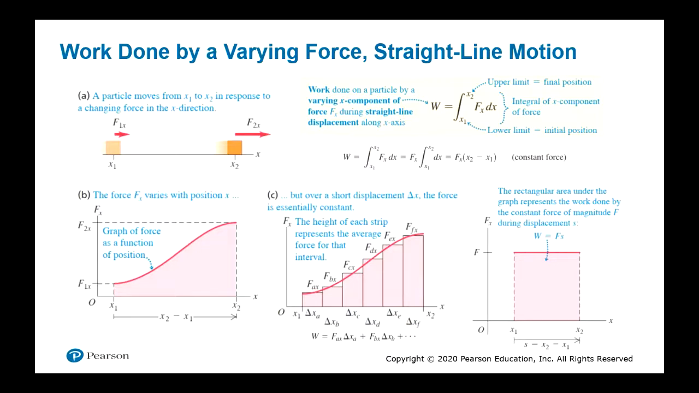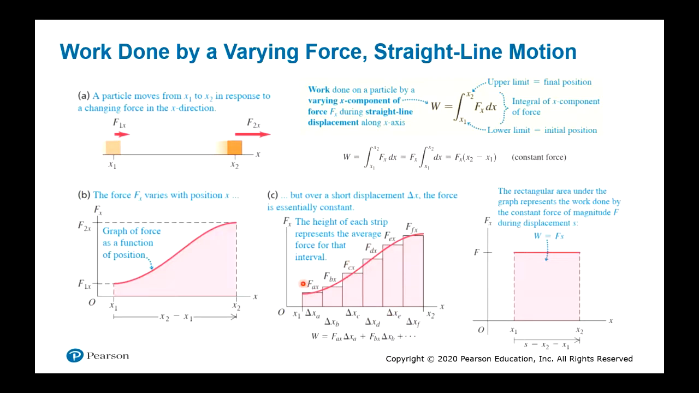Stop and go. If a particle moves along the x-axis from point x1 to point x2 as shown in the figure, at point 1 the force exerted is F1, and at point 2 the force exerted is F2. We have here an image as a graphical representation of how the force varies with position. In order to find the work done by this force, we would need to divide the displacement into narrower segments, as shown in this image.